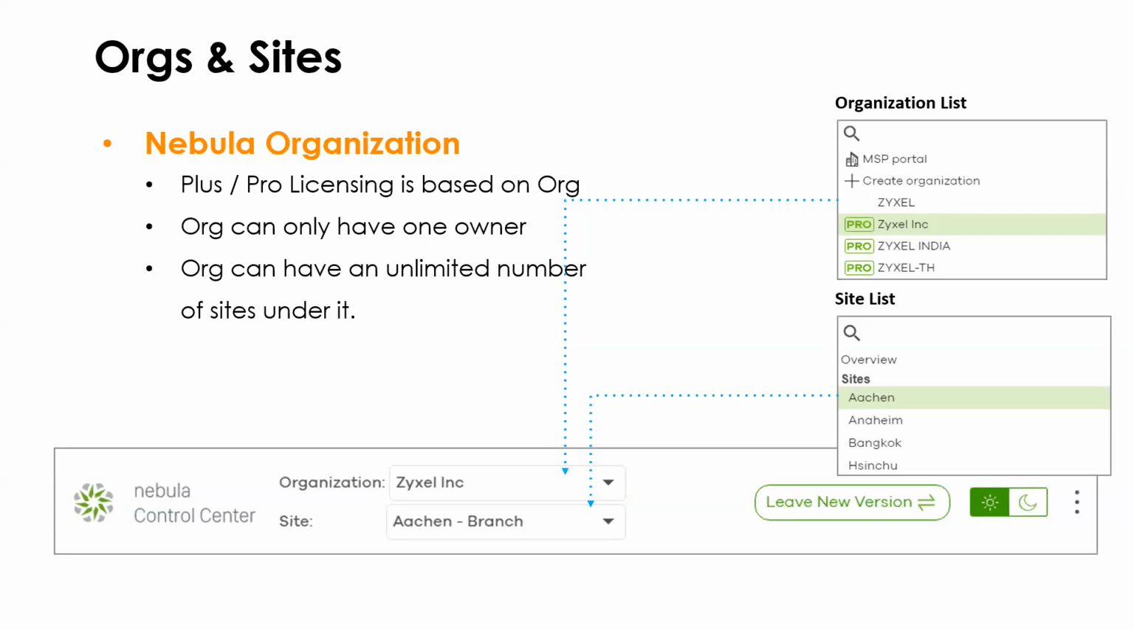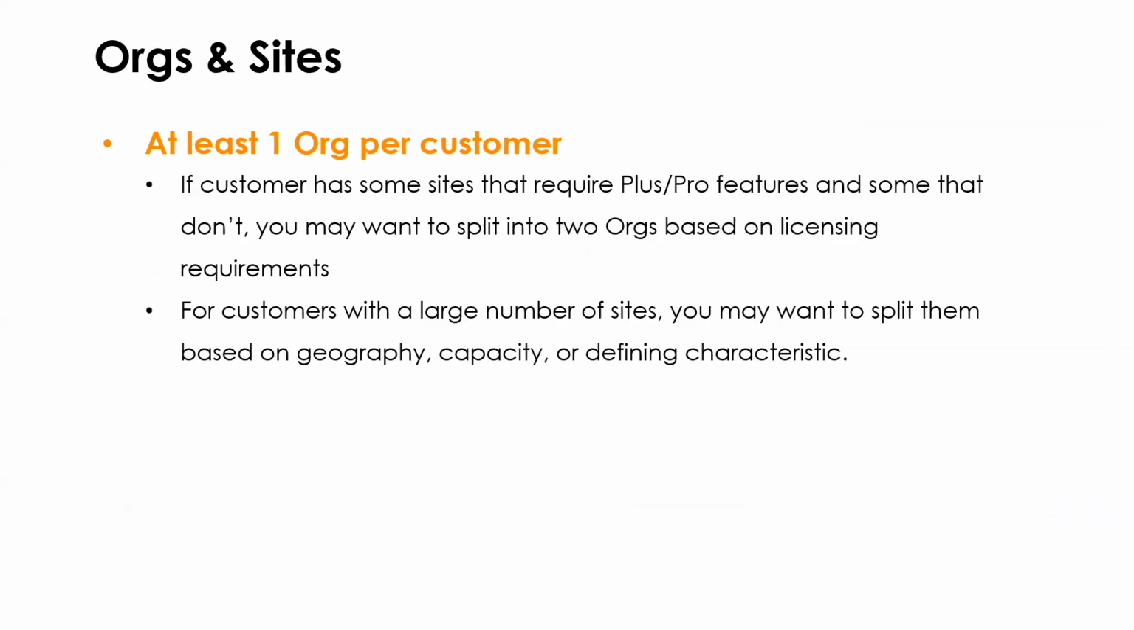Now, once you have created an org, they can have an unlimited number of sites. So again, just to highlight here as a best practice, have at least one organization per customer. There may be situations where you may want to split your customer into two orgs. And usually that's due to licensing. You've got a customer that only one of their sites needs ProPack, so you split that site off into its own org, so you don't have to buy licenses for the other sites that don't need access to those Plus or ProPack features.